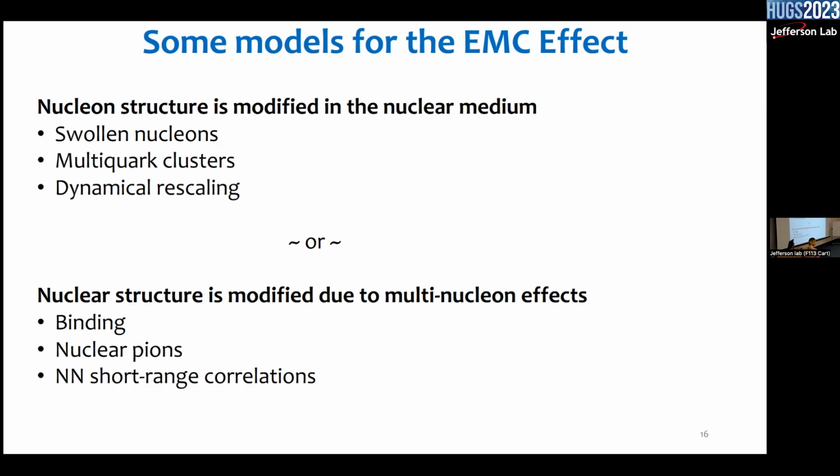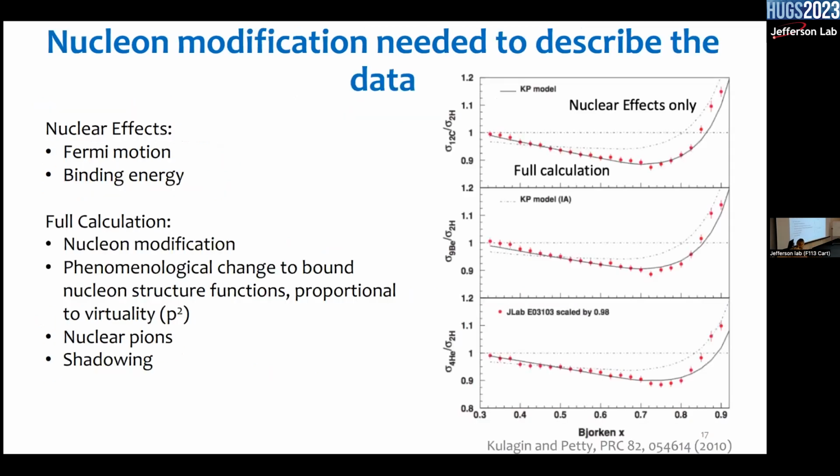And then we'll kind of have to build up to this picture, but basically how the effect of NN short range correlations, so two nucleons overlapping, can also support descriptions of the EMC effect. So it's clear that nucleon modification, something is needed to describe the data.